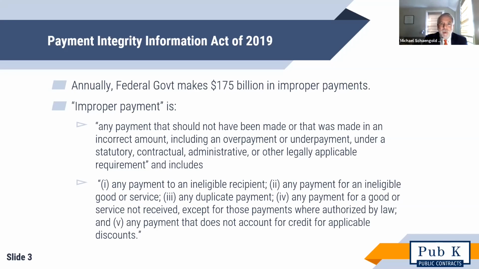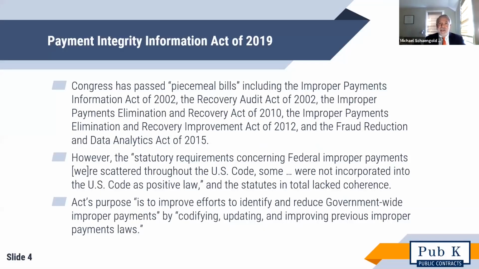Turning to slide 4, since 2002, Congress has passed piecemeal bills to deal with improper payment issues, including the Improper Payments Information Act of 2002, the Improper Payments Elimination and Recovery Act of 2010, a similarly named one in 2012, and others. While these acts incrementally improved relevant statutory authorities, they aren't well coordinated.